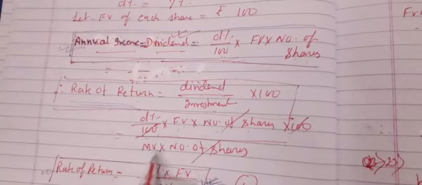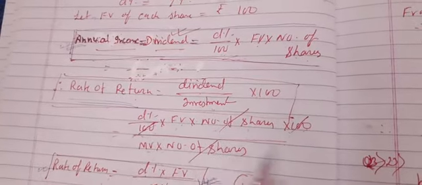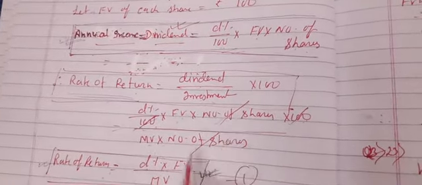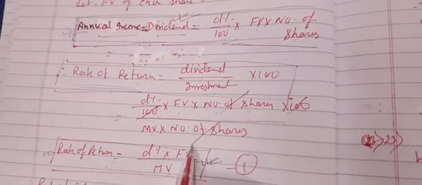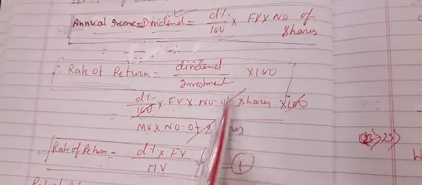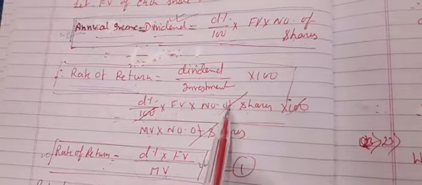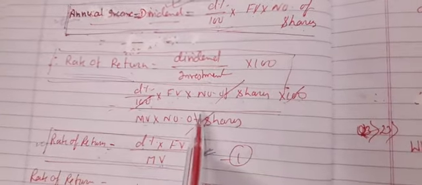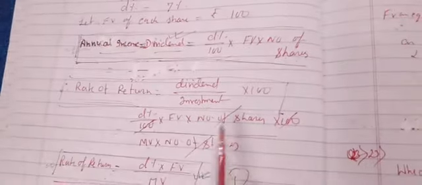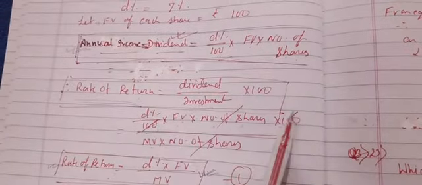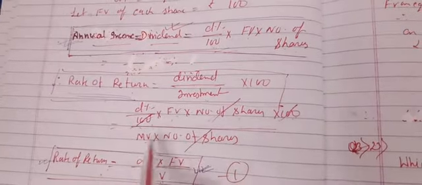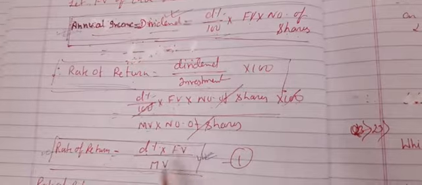market value of one share into number of shares. Now here is the number of shares, and here is the number of shares, both are cancelled. Now you got why I haven't solved the first one and directly started with this one, so that we may get our answer with the help of the given data only. Now 100 and 100 also cancelled, so what are the remaining things? Dividend percent, face value, and market value.